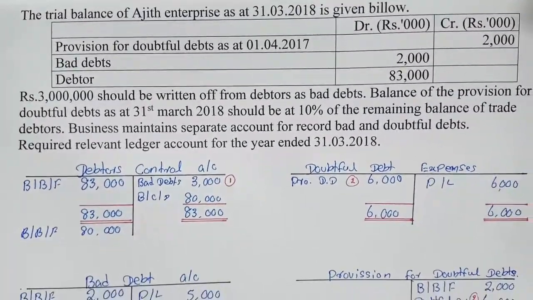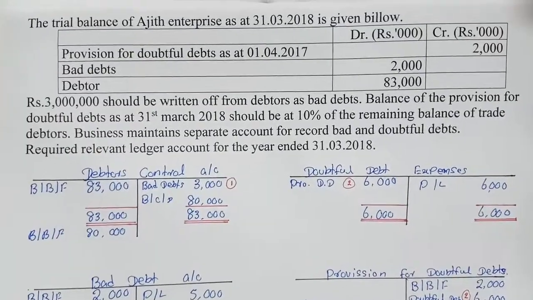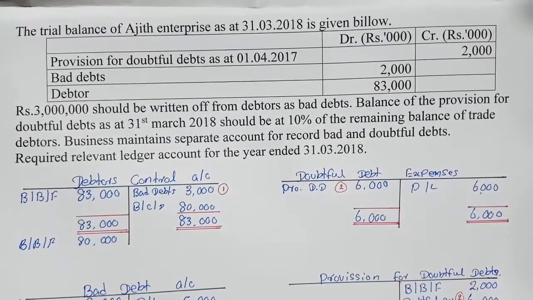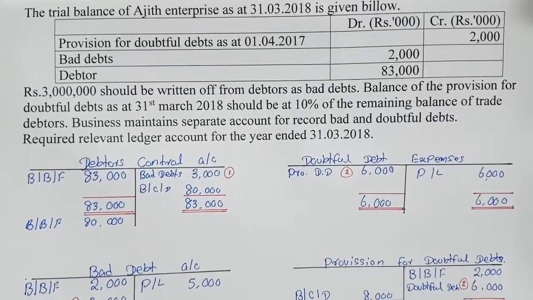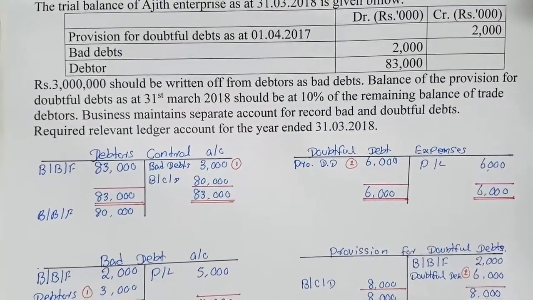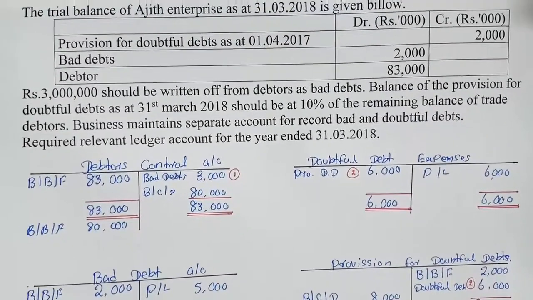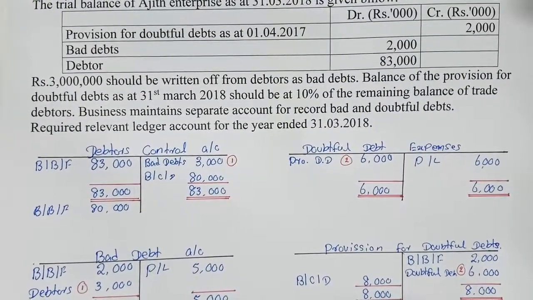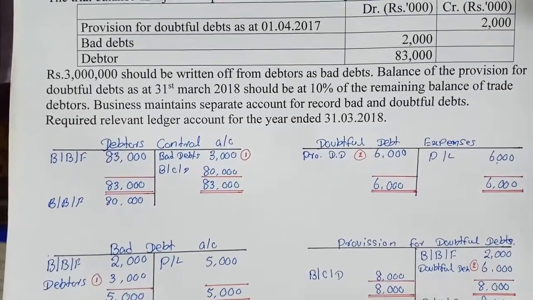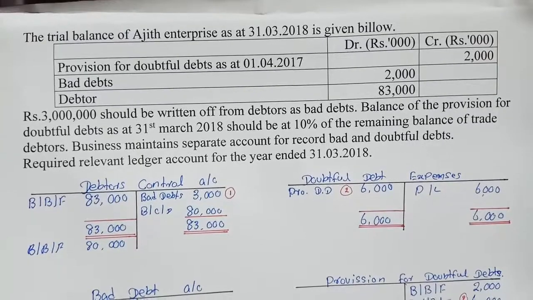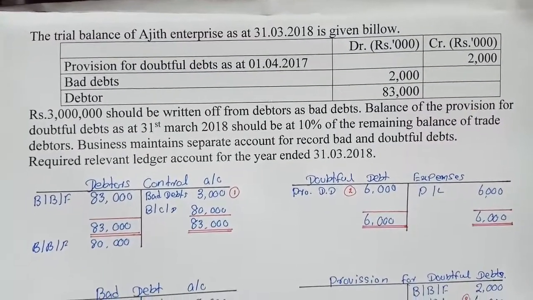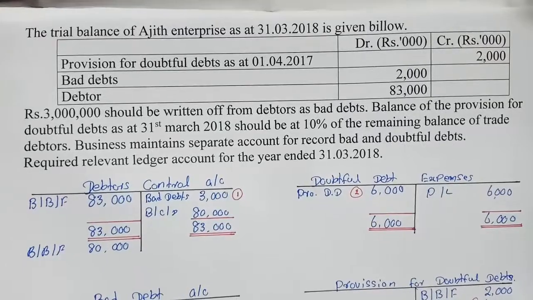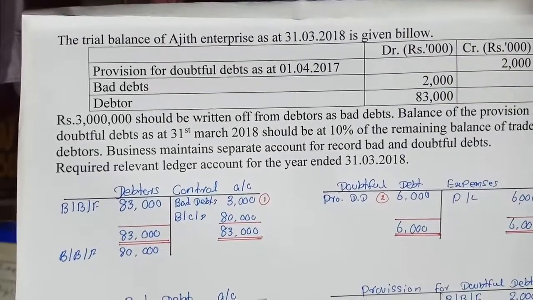Right, now see this example. It has given the trial balance. In the trial balance we can see provision for doubtful debts balance 2,000 as well as bad debts balance also 2,000. Debtors balance 83,000. See the additional information: 3,000 should be written off from debtors as bad debts, and the balance of provision for doubtful debts as at 31st March 18 should be 10% of the remaining balance of trade debtors. Bad debts included in the trial balance have already been recorded. But bad debts included in the additional information have not been recorded. Therefore, the bad debts in the additional information should be recorded.